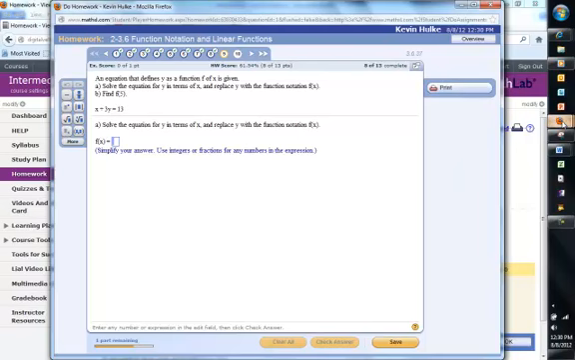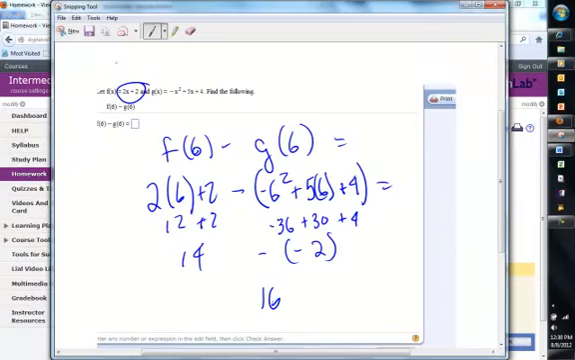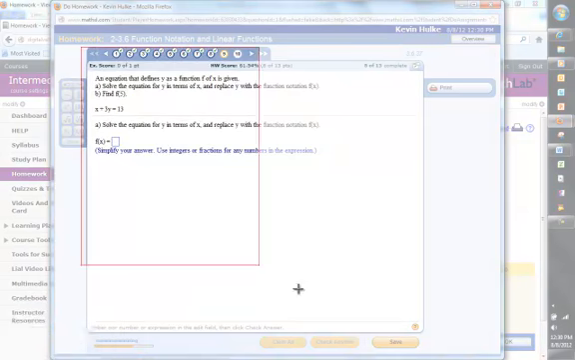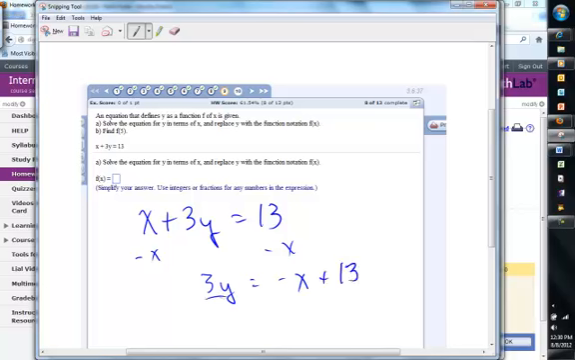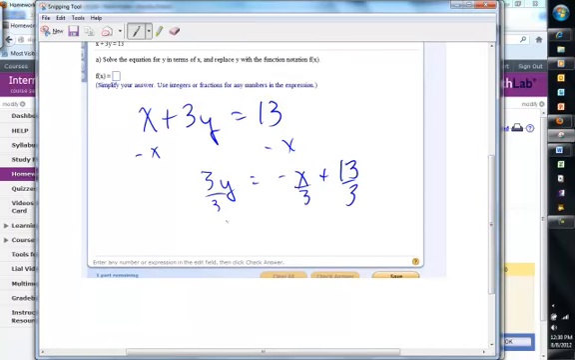Solve the equation for y. This is one thing that you're going to run into a lot when you have to fill things in on your graphing calculator later on. So the first thing we have to do is solve this for y. Subtract x from each side, and we get 3y equals negative x plus 13. Divide both sides by 3. And instead of writing y, let's write f of x is negative 1/3 x plus 13 thirds.